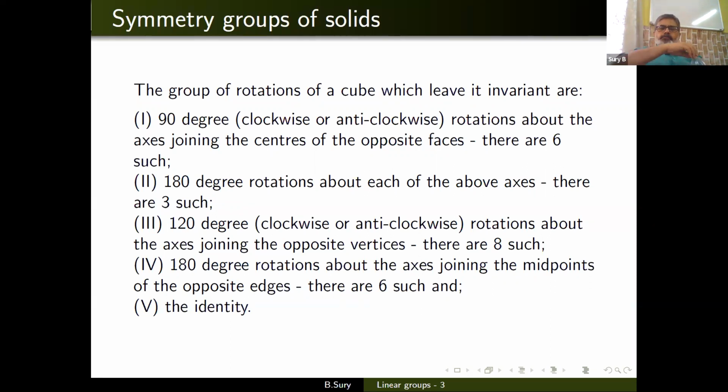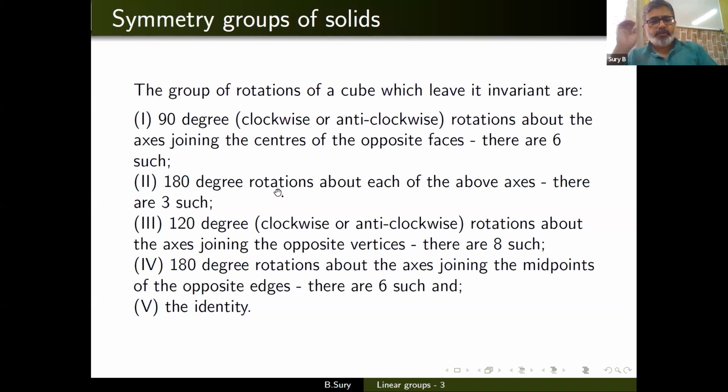So think of this cube in space. There are various rotations which leave it invariant, which don't change it. It's a rigid body. So there are 90-degree clockwise or anti-clockwise rotations about the axis joining the centers of the opposite faces. There are six faces like that, so there are 6 such rotations.